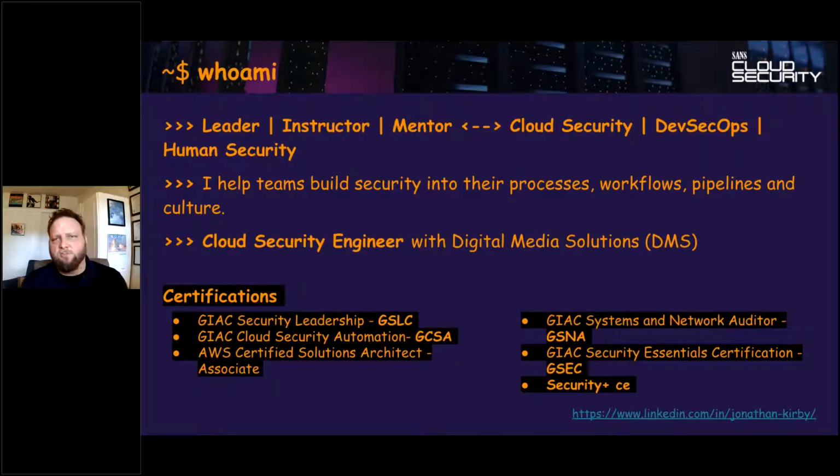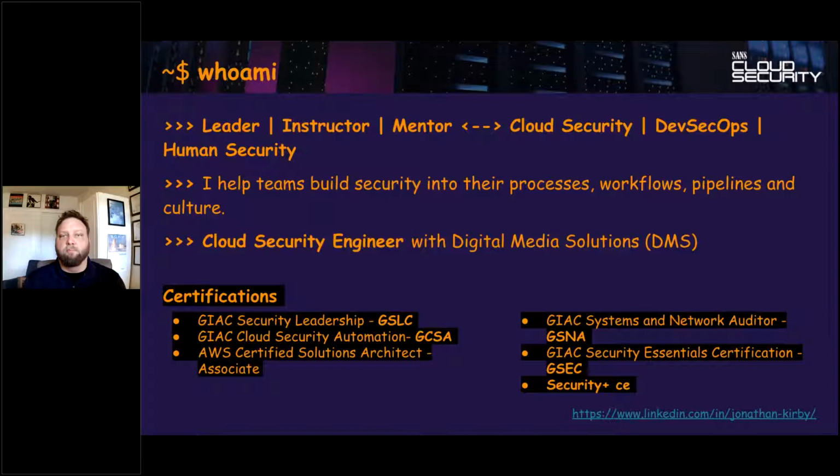I'll start off by telling you a little bit more about me and who I am, what I'm interested in, and what my goals are really. So I'm a leader, an instructor, and a mentor. And I like to say that I practice cloud security, DevSecOps, and all things human security, versus saying that I'm a cloud security engineer. The reason I say this is because as a cloud security engineer, I get to work with software engineers to help them build more secure software. I help cloud architects and engineers build more secure cloud infrastructure and monitoring systems.